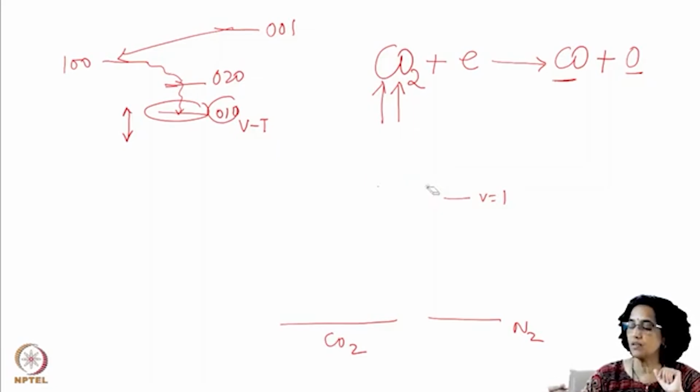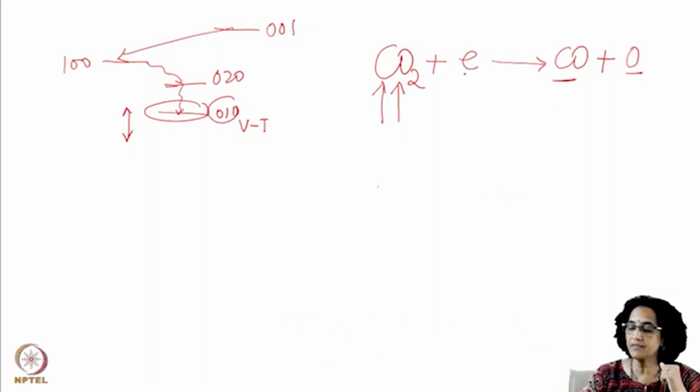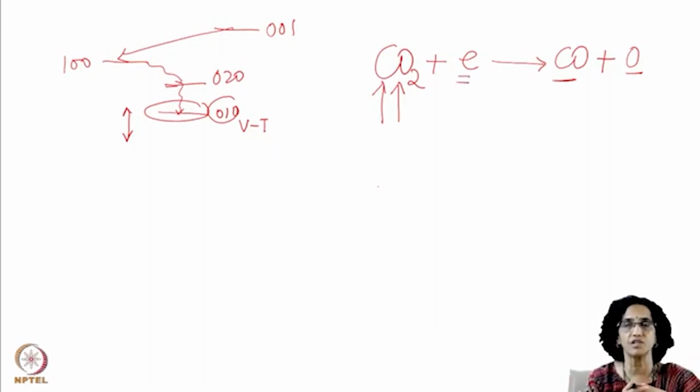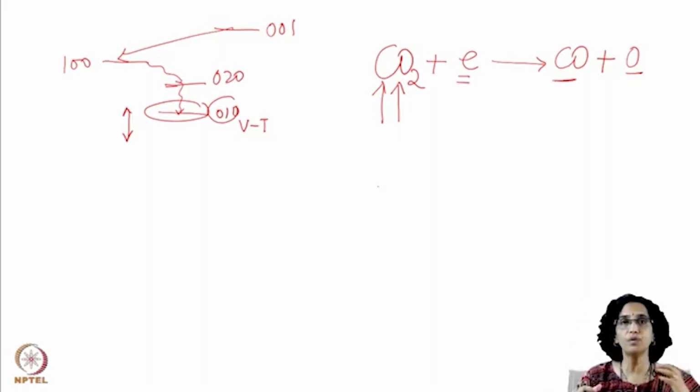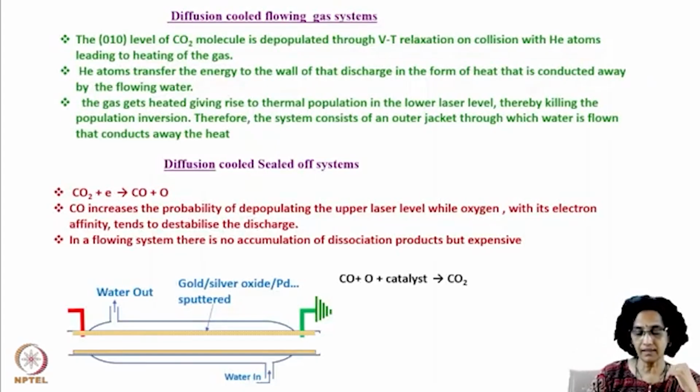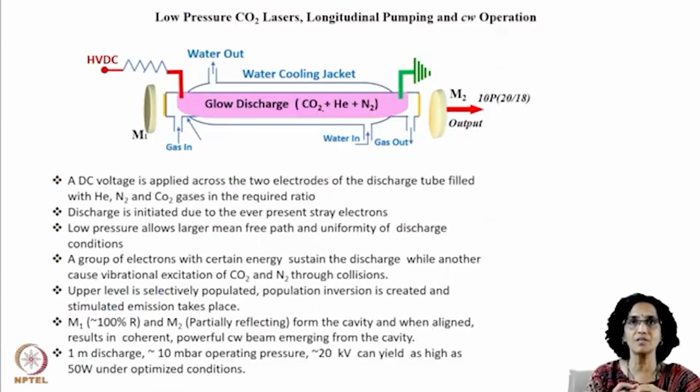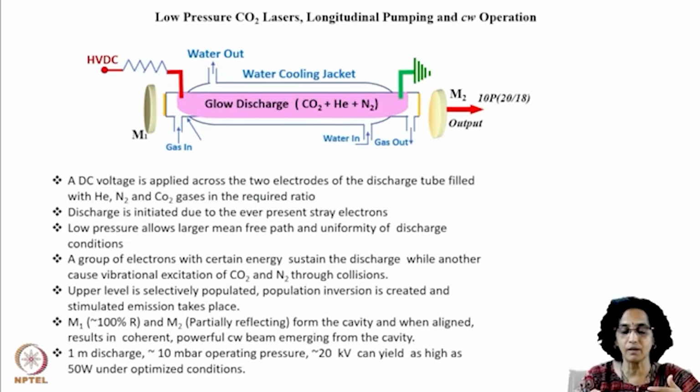And oxygen, we know, has a high electron attachment capacity. That means oxygen can easily form negative ions, and therefore it takes away the electrons which are created in the discharge. That means electrons are consumed in the formation of negative oxygen ions, and you require a sufficient number of electrons for initiating the discharge, for sustaining the glow discharge, and therefore we do not want any species in the discharge medium that will remove the electrons and create a problem for the sustenance of the glow discharge.